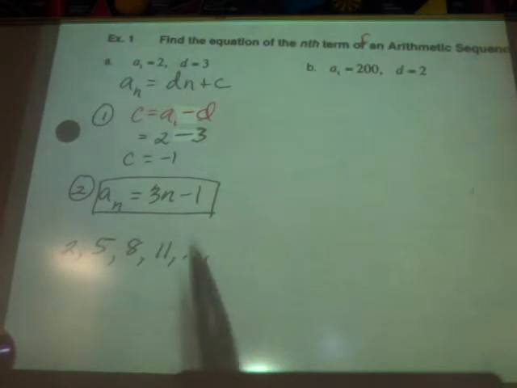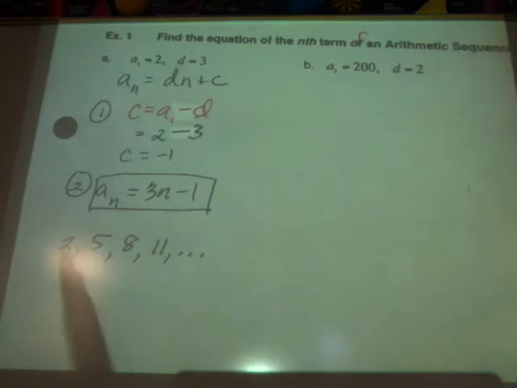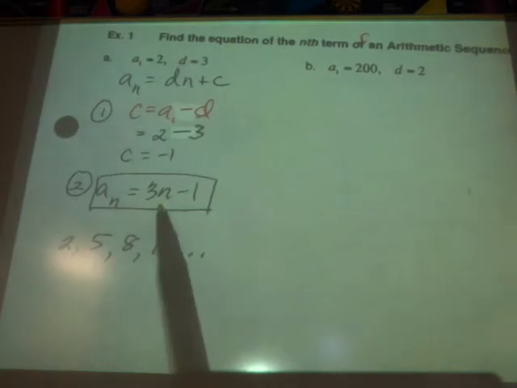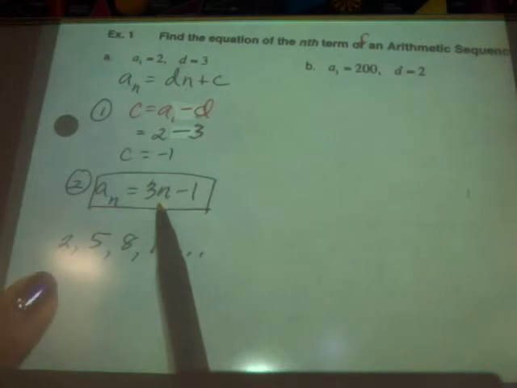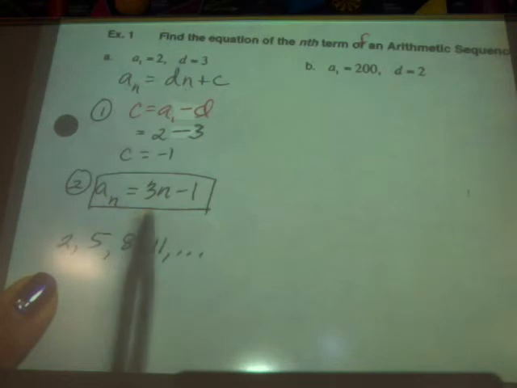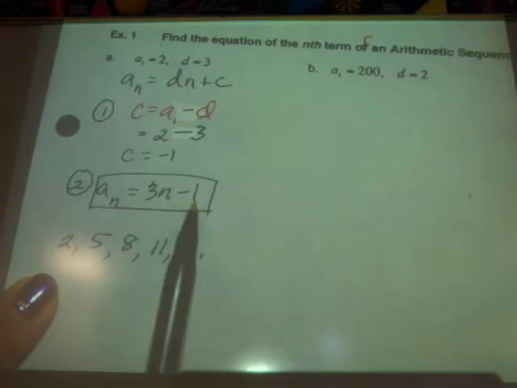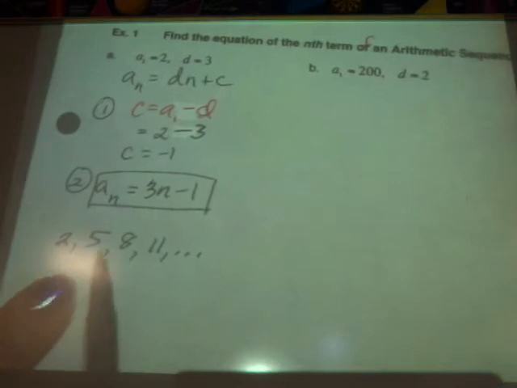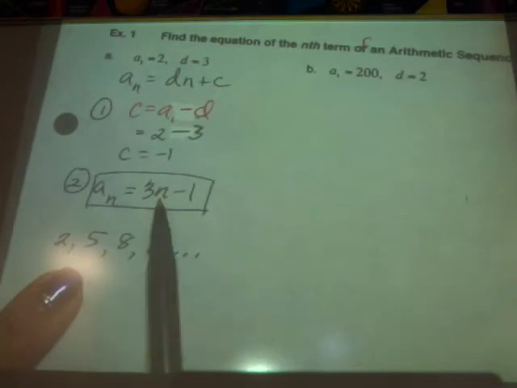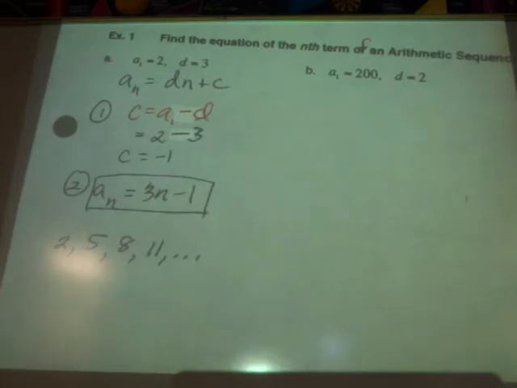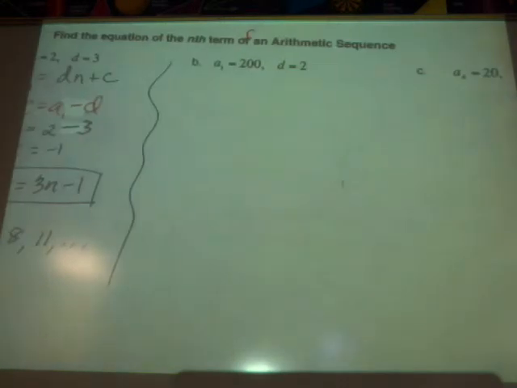So let's plug in. What do I plug in for n? This is 1, because it's the first term in the position, right? So what's 1 times 3? 3 minus 1 is 2. It worked, right? We'll try it on one other thing. This is the second term of the sequence. So what's 3 times 2? 6 minus 1 is 5. Does our equation work? Yep. So on to the next one. I want you to do that one on your own, because it's just like the first one.